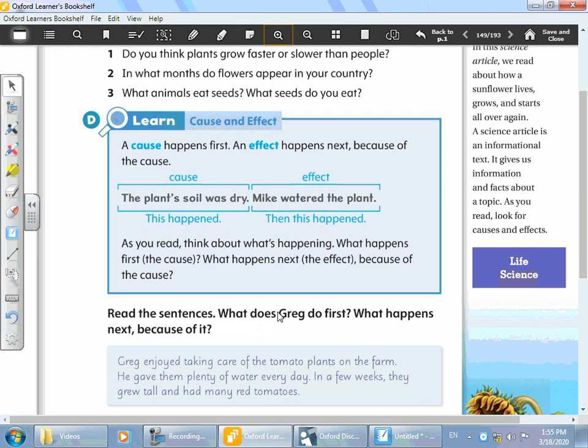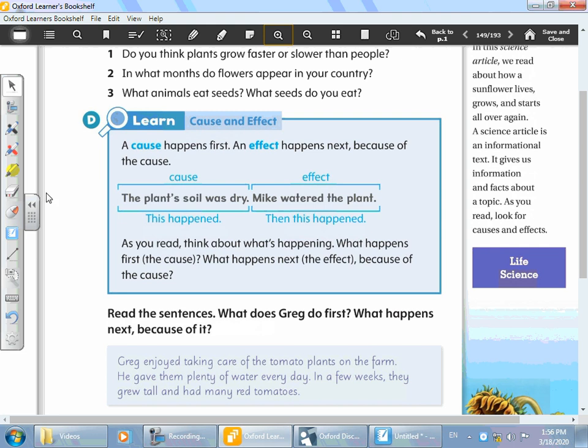Perfect. Okay, so learn here in exercise B. Open your student's book to page 149. Perfect. Now, it says learn cause and effect. A cause happens first, an effect happens next because of the cause. So because of the cause, the effect happens.